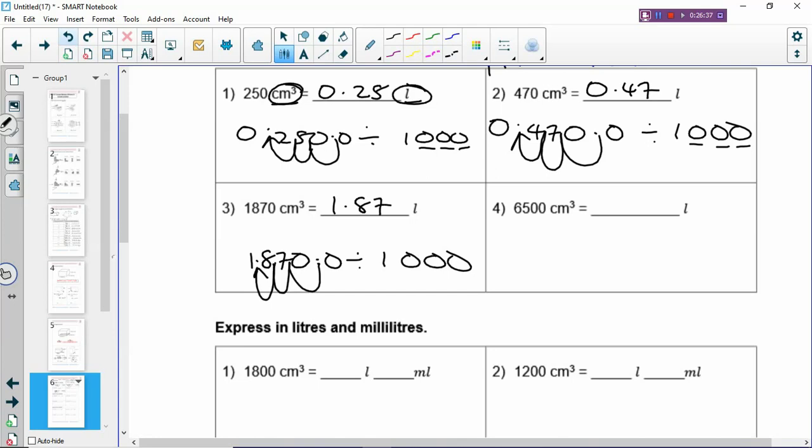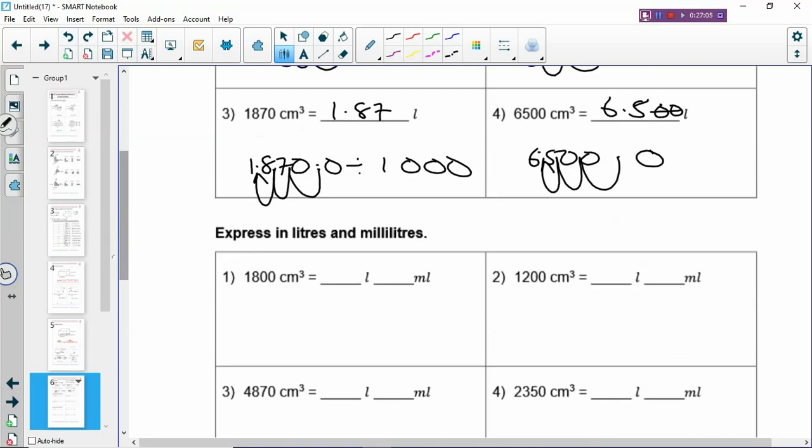Alright, how about 6500 cm cube? How many liters is that? Well, if you're very good already, you can just change into a decimal and then just shift the decimal point to the left 3 times. 1, 2, and 3. And that is your decimal point. So 6.500 or 6.5 liters. There is no need to put the zeros behind because it's not necessary. Okay, you can just put 6.5 liters.